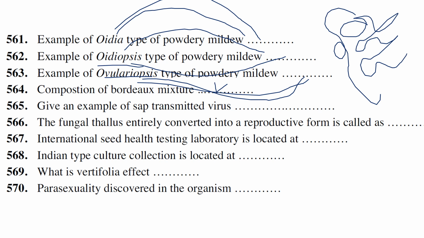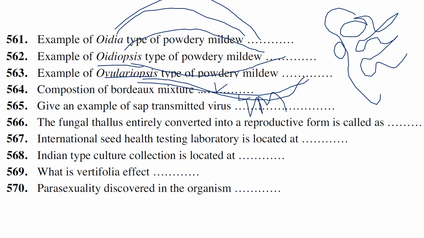Okay. So give an example of a sap transmitted virus. There are a couple of viruses like TMV, cauliflower mosaic virus, cucumber mosaic virus. In the case of cauliflower mosaic virus and cucumber mosaic virus, we can observe a dual kind of transmission, which means the virus can transmit through sap as well as through insect vectors like aphids.